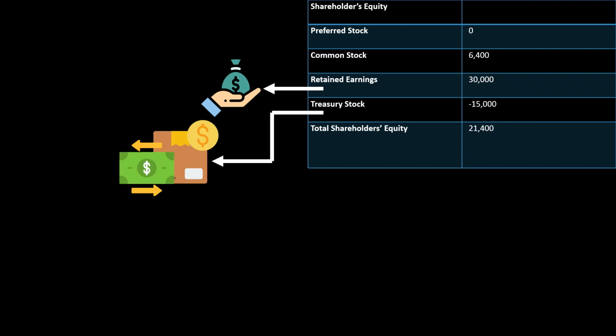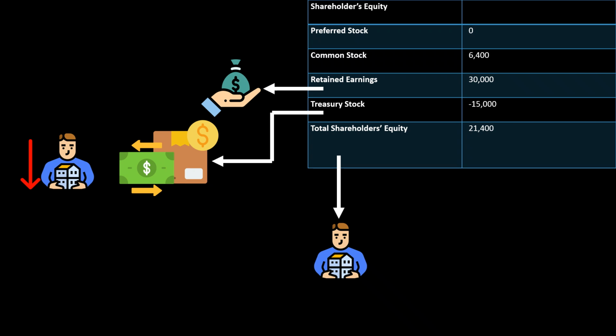Treasury stock, or treasury shares in the UK, is a company's bought-back stock. It's negative because it represents a reduction in shareholders' equity. When a company buys back its stock and decides to keep it, less stock is available for people to own, reducing the money owed to shareholders. Total shareholders' equity is the total of all the money owed to the owners.